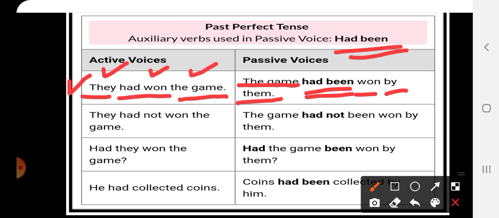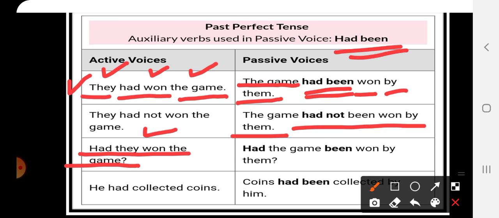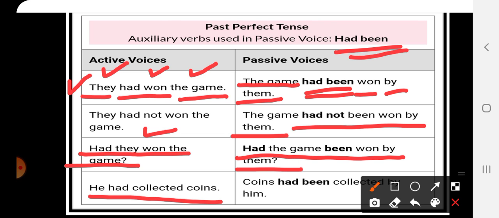The other examples also have been formed using the same rules. Let me read all other examples. They had, this is a negative sentence of active voice. They had not won the game, will be changed as the game had not been won by them. Interrogative sentence, had they won the game, will be changed as had the game been won by them. Last example, he had collected coins will be changed as coins had been collected by him.